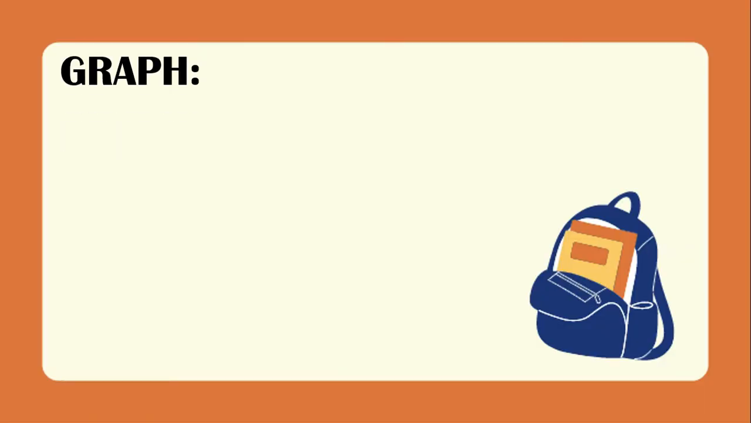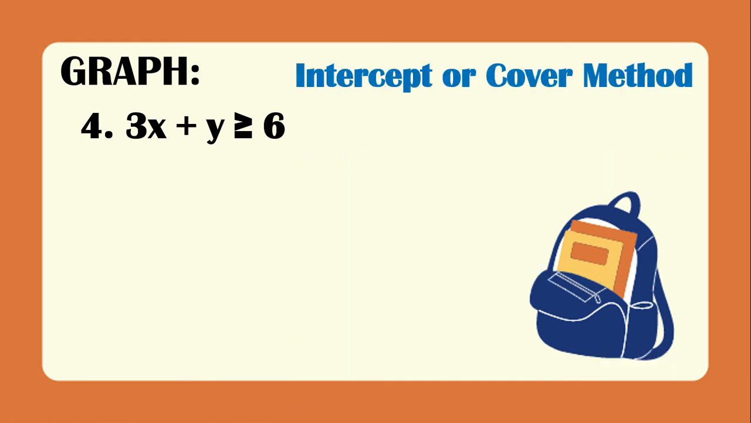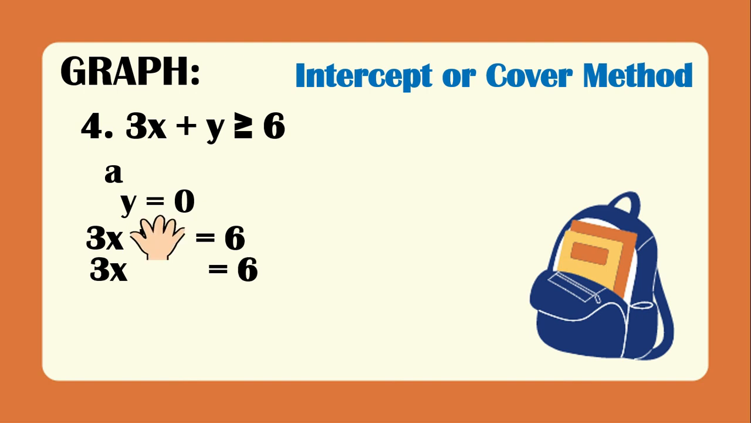Let's have the fourth one: 3x plus y greater than or equal to 6. We need to use the intercept or cover method since we don't have the same equation as the first, second, and third examples. So we have a, y is 0. Using the given, we will cover the term with y, so we have 3x equals 6. Then we divide both sides by 3 to get the value of x. We cancel 3, so we have x equals 2. So the value of the x-intercept is 2.